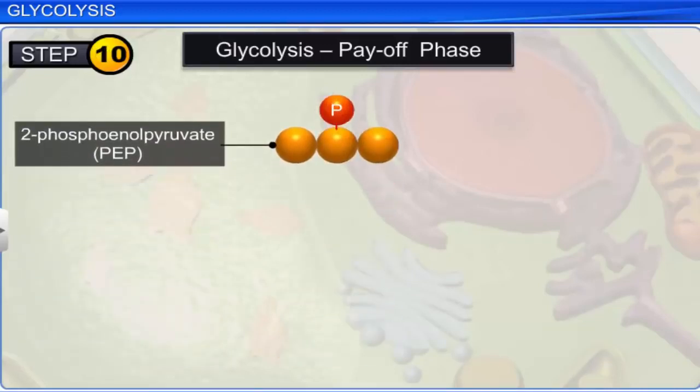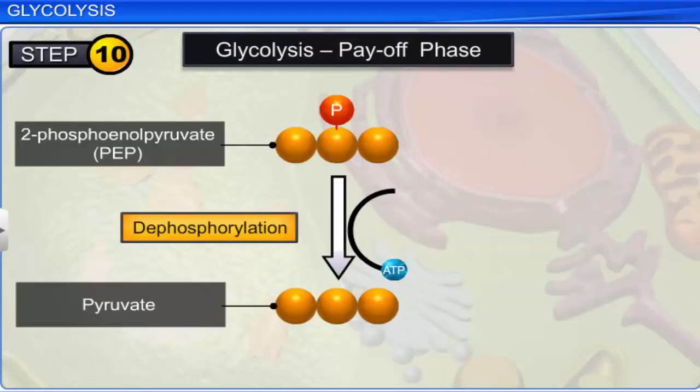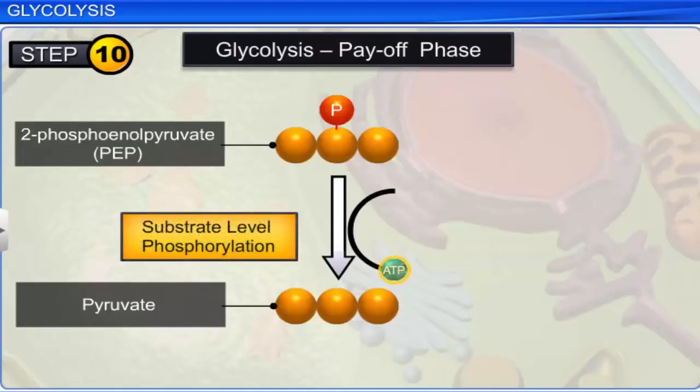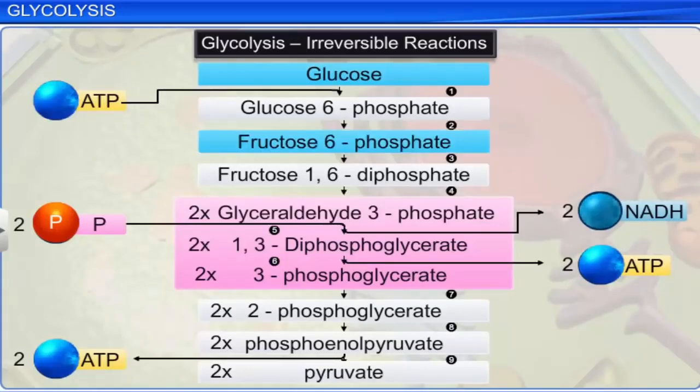The final step in the payoff phase is the energy-yielding reaction involving dephosphorylation of PEP to form 3-carbon pyruvate. The inorganic phosphate released from the PEP molecule is captured by ADP to form ATP molecule, leading to substrate-level phosphorylation. This ends the process of glycolysis. Of the 10 reactions, the 3 involving glucose, fructose 6-phosphate, and phosphoenol pyruvate as substrates are irreversible, while the others are reversible.